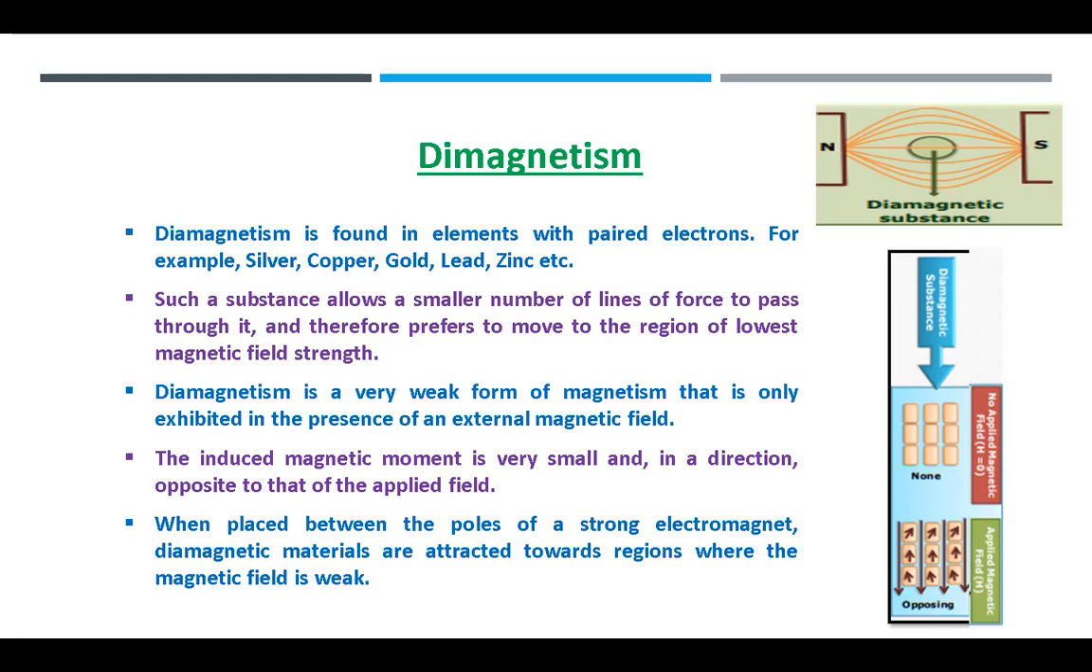Diamagnetism is a very weak form of magnetism that is only exhibited in the presence of an external magnetic field. It is the result of changes in the orbital motion of electrons due to the external magnetic field. The induced magnetic moment is very small, and in a direction opposite to that of the applied field. When diamagnetic materials are placed between the poles of a strong electromagnet, they are attracted towards the regions where the magnetic field is weak.